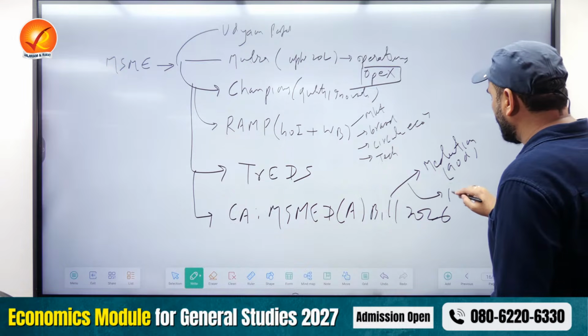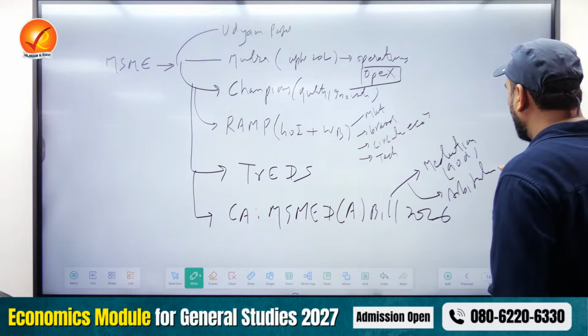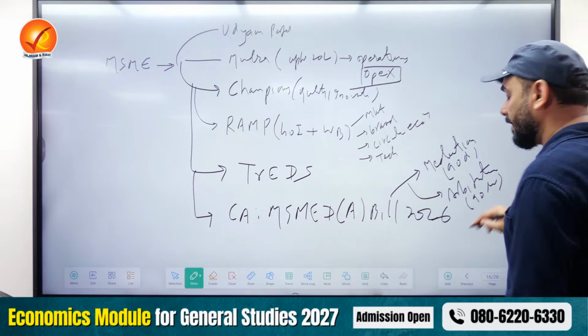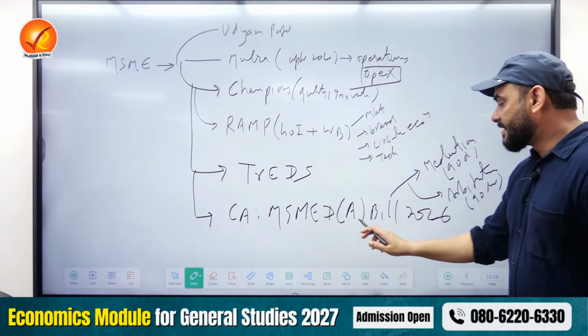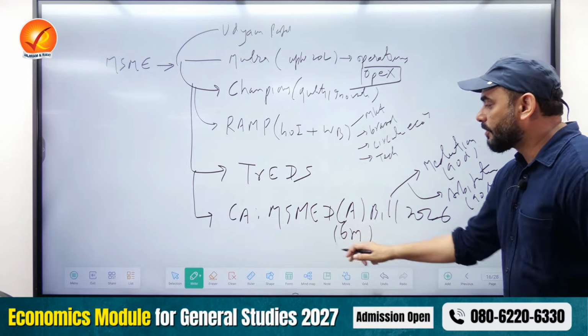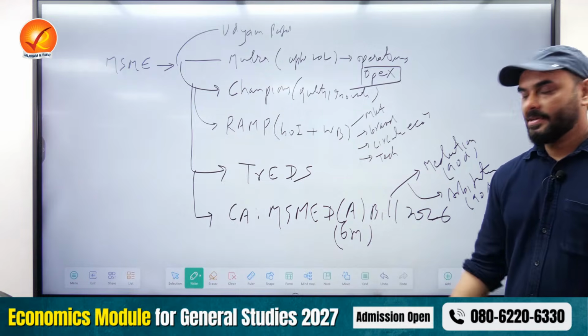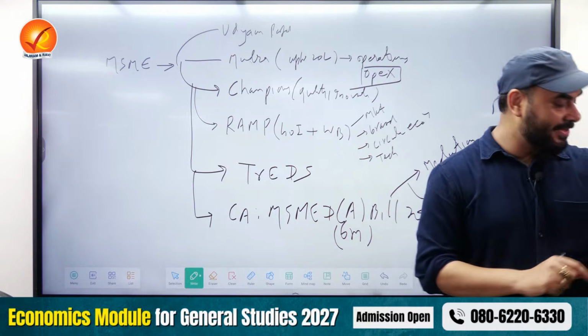If mediation doesn't work, then arbitration. And arbitration should also be completed in 90 days. So within 6 months, time-bound resolution of MSME-related problems. This is also current affairs.